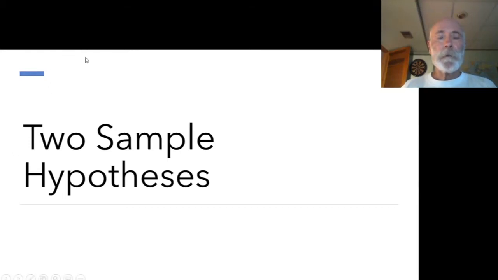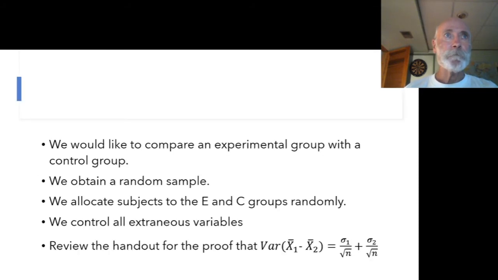We've worked with one sample hypotheses using both the t-test and confidence intervals. Now let's work with two sample hypotheses. What we want to do now is compare two groups, perhaps an experimental group with a control group.